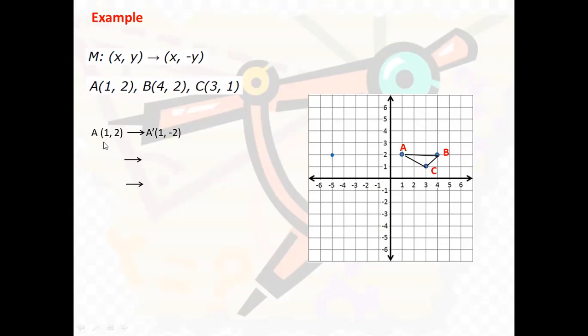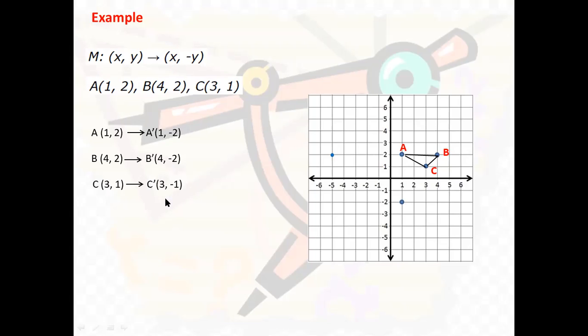The coordinate for A was (1, 2). So the new coordinate is going to be (x, negative y), which means (1, negative 2). Just the y will change. Same for B. It's (4, 2). The y will become negative, which will be (4, negative 2). The next one is (3, 1). The new coordinate for C is (3, negative 1). So which reflection was it? If the y was negative, it was reflection across the x-axis.